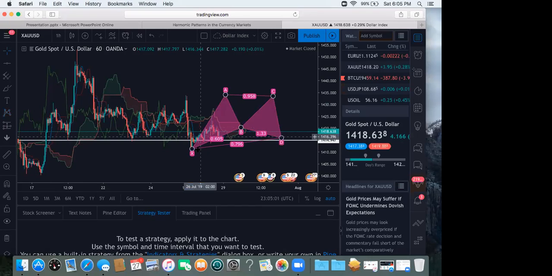Let's say that gold just wants to consolidate. It's not good to get in during a consolidation period, but when you draw up these harmonic patterns, then you could possibly gain profit within these, what's the word? Consolidation, all right?